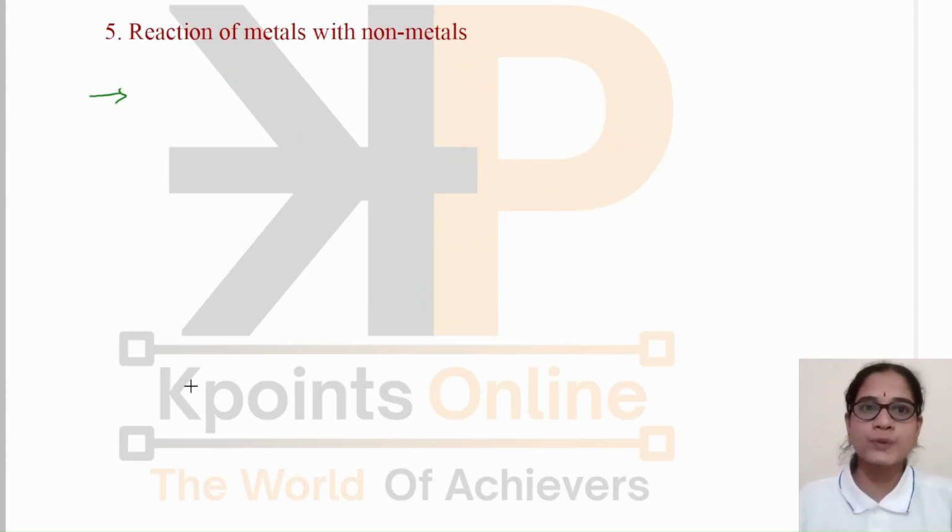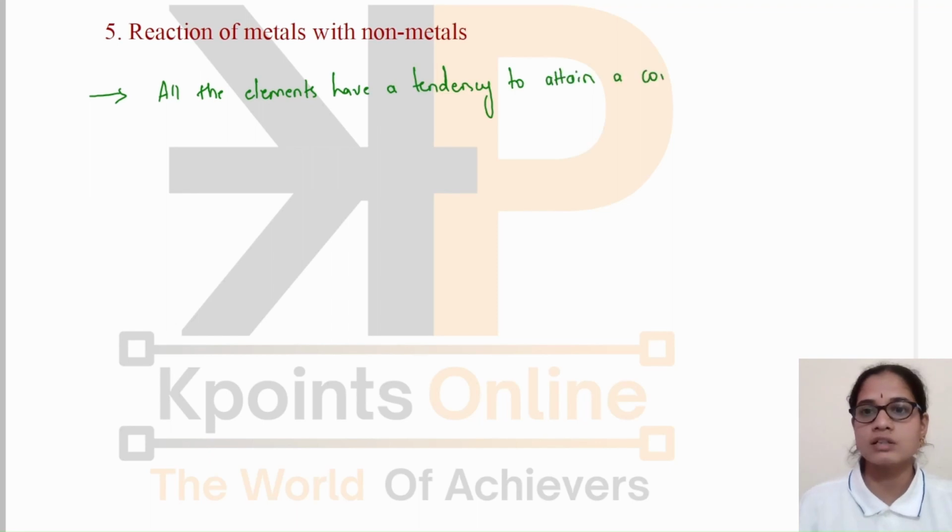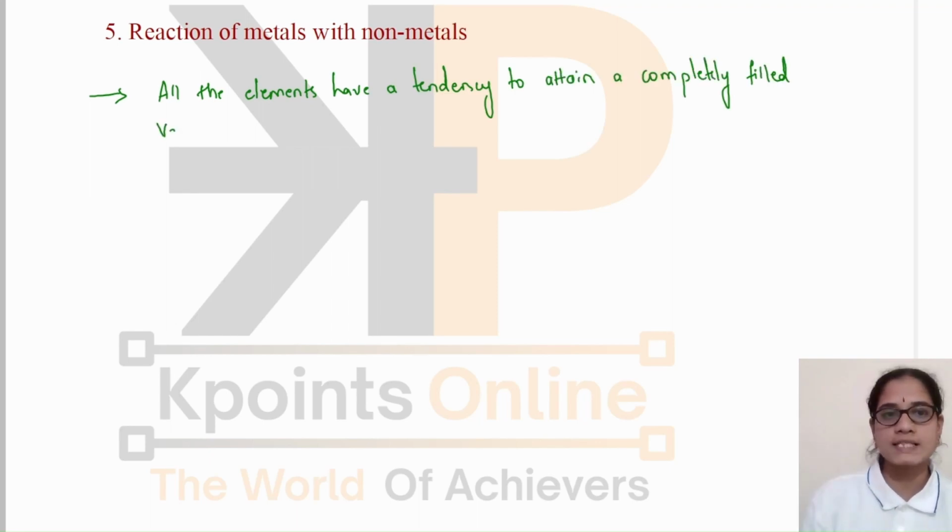Okay. Now we are going to discuss the reaction of metals with non-metals. So far we have discussed the reaction of metal with many other reagents. Now we have to understand the fact that these metals or elements which show reactivity with other elements do so because they always have a tendency to attain a completely filled valence shell. Yes, all the elements have a tendency to attain a completely filled valence shell.